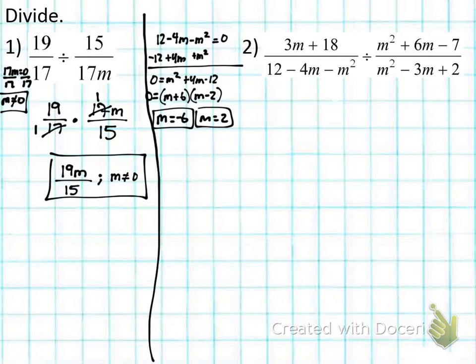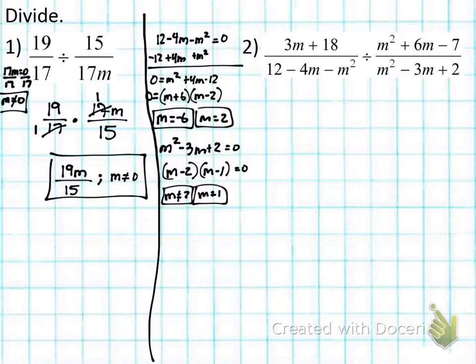Now I have to look at this next denominator. M squared minus 3m plus 2. Does it have excluded values? It does, because there are variables there. So I'm going to rewrite that here on the side. And again, I would work it out, m squared minus 3m plus 2 using Xbox. Factoring it out, we get m minus 2 and m minus 1 is equal to 0. Solve it, you get m is equal to 2 and m is equal to 1. These are both excluded values.